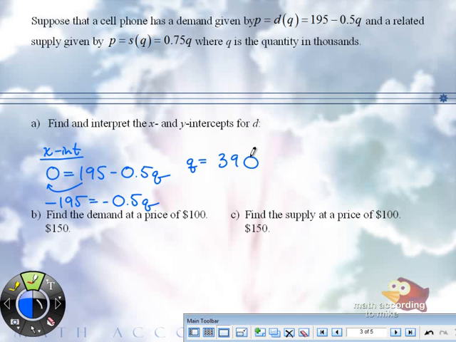Let's do the y-intercept. How do you find a y-intercept? Plug in 390 for Q? No. If we put in 390 for Q, we're guaranteed to get 0 for P, because that's what it means to be a function. Make Q 0.